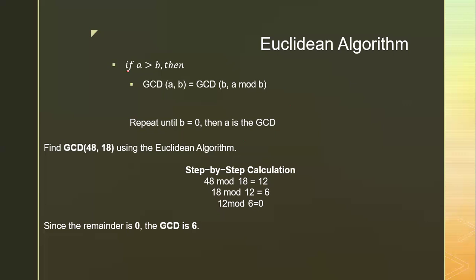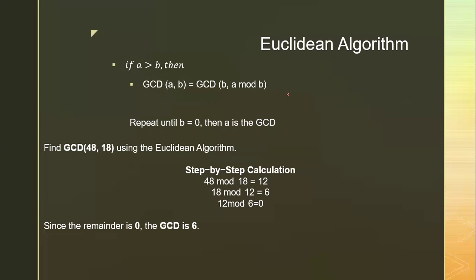So here we say that if a, for some positive integer a, is greater than b, then the GCD between a and b is equal to the GCD between b and a mod b. Okay, so you repeat this whole process until b is equal to 0. Then a is the GCD.